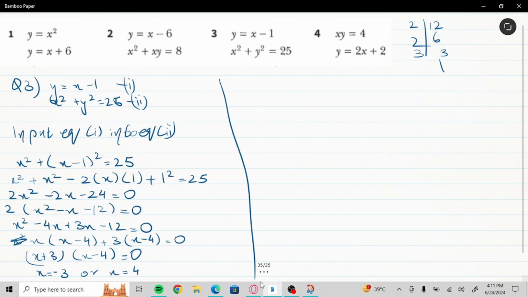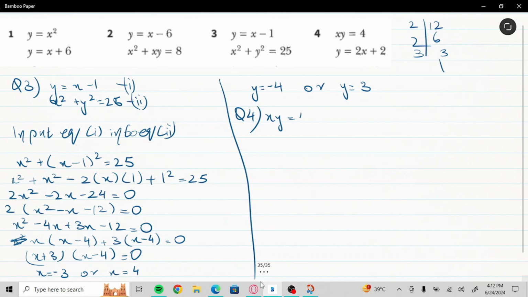We have the x values, input this into y. So y is equal to x minus 1. So negative 3 minus 1 is equal to y is equal to negative 4, or y is equal to 4 minus 1, which is 3. So these are the two values for y we have in this question. Let's proceed to question number 4.